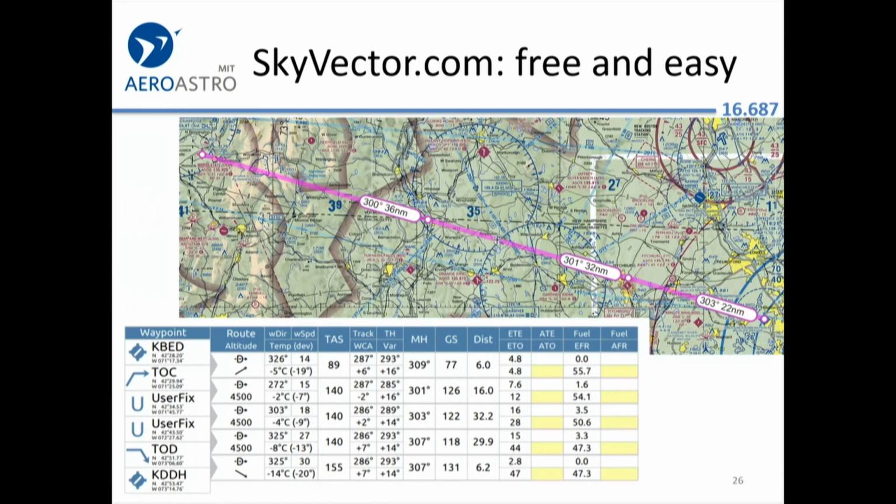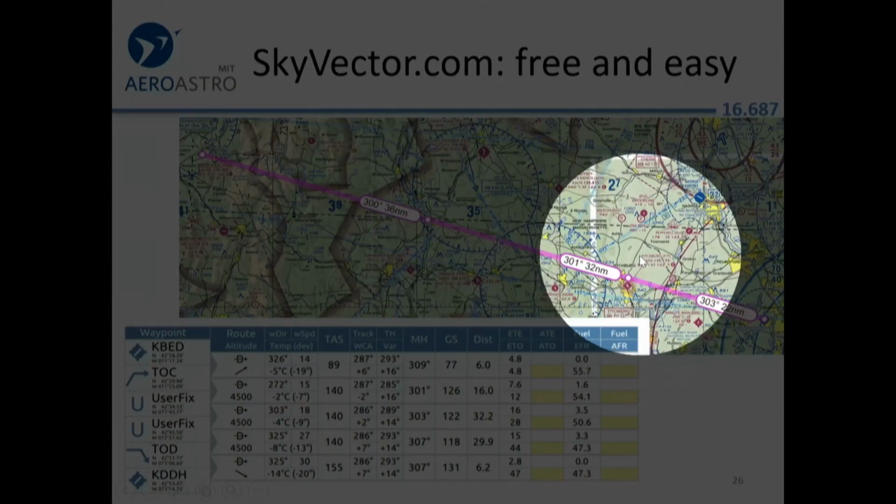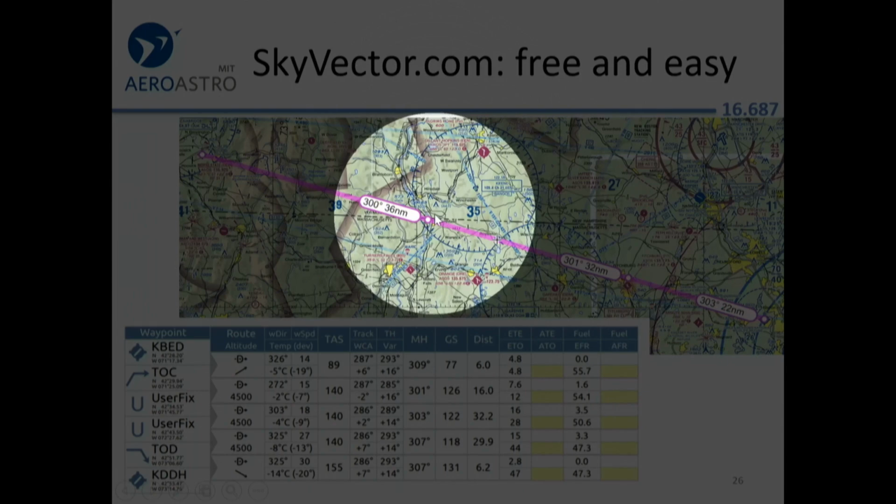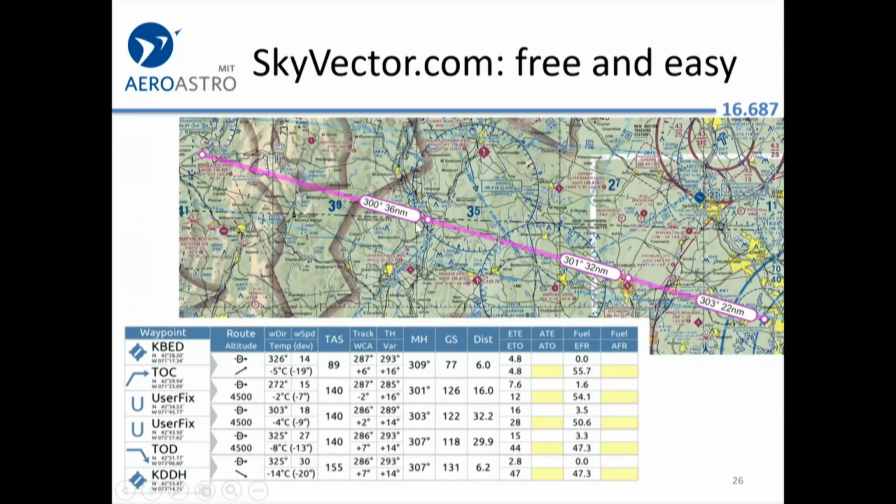So here, for example, unfortunately, the one bad thing about SkyVector, I put in these user fixes, abeam the Fitchburg Airport and crossing the Connecticut River, I think, because I thought those would be easy to see from the air. But unfortunately, there's no way to name them in SkyVector, so they just come out as user fix. But you know, maybe you could write that in with a pencil. Anyway, so you can see here, the wind is forecast to be from 272 at 15 knots.